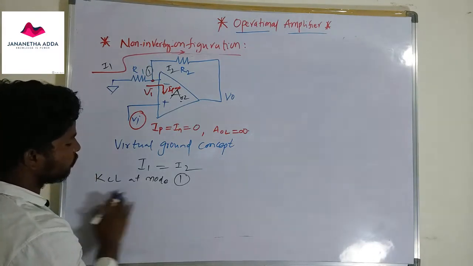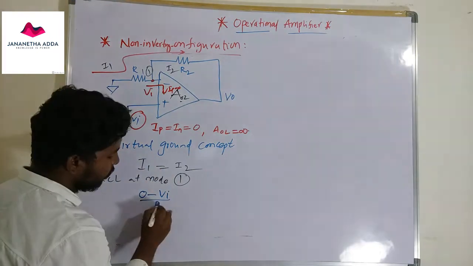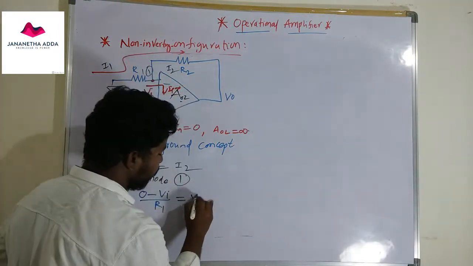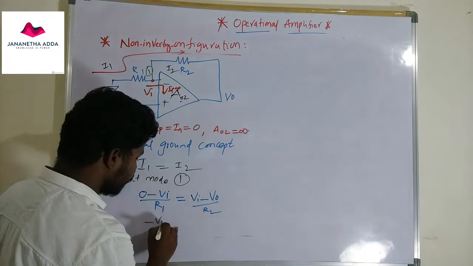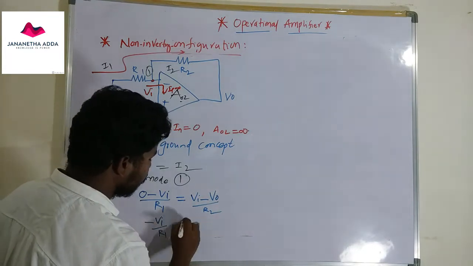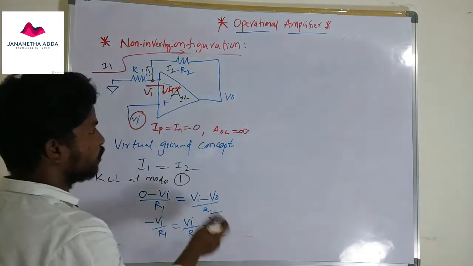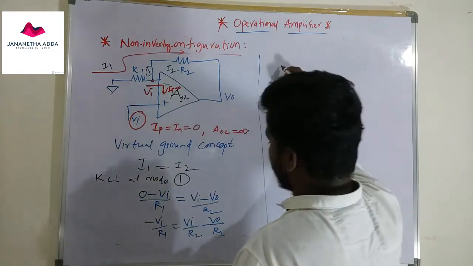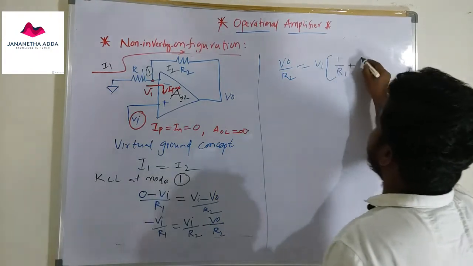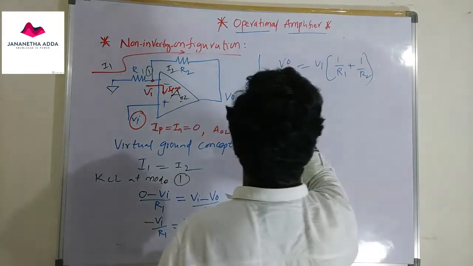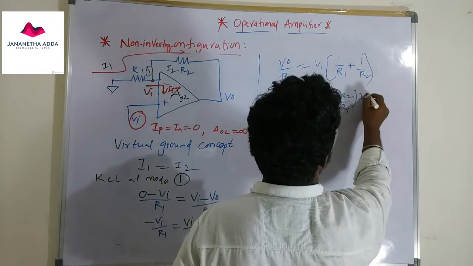That is, 0 minus V1, that is V input, by R1 is equal to V input minus V output by R2. We can also write V input by R1 is equal to V input minus V output by R2, so V output equals R2. If I move the LHS to the RHS, we get V output by R2 equals V input into 1 by R1 plus 1 by R2. When I cross multiply, V output is 1 plus R2 by R1 into V input.